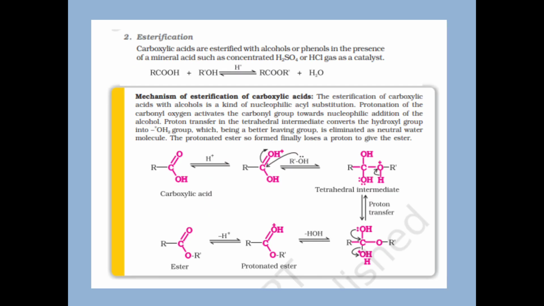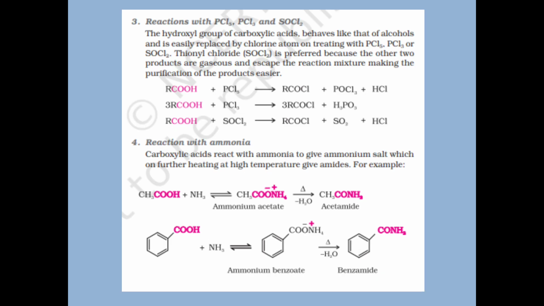Esterification reaction. Carboxylic acid with alcohol in presence of concentrated sulfuric acid will form ester, sweet smelling ester. This is the mechanism of the esterification reaction. Reaction with PCl5, PCl3, SOCl2 all will give RCOCl as a major product.